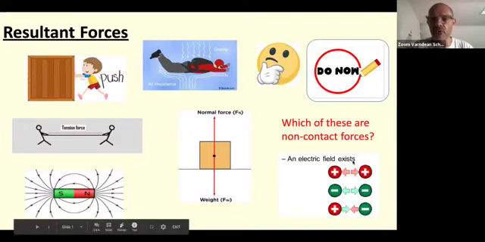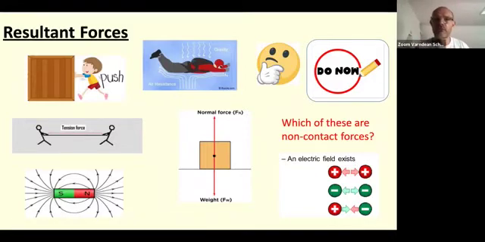So which of them are non-contact? Non-contact means forces where the two things don't have to touch each other for the force to still exist. Well, a push quite clearly is a contact force. If you're not actually touching the object, you can't push it. Tension force is a contact force. If you're not actually holding on to the thing, you can't stretch it.